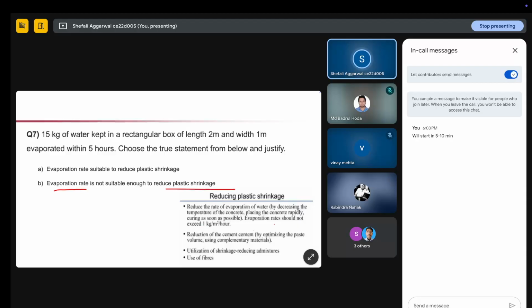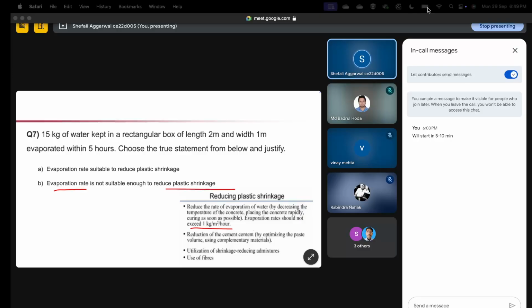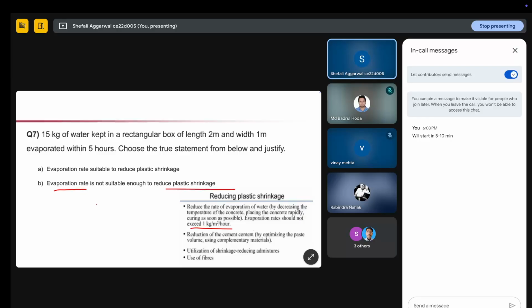In this case we have to calculate it. The evaporation rate should not exceed 1 kg per meter square per hour. Now in this case you have 1.5 kg, so your value is coming more than 1 kg. If your value is more than 1 kg, this evaporation rate is not suitable enough to reduce plastic shrinkage. If you want, you can calculate it once. It will be 15 by 3, which is 1.5.